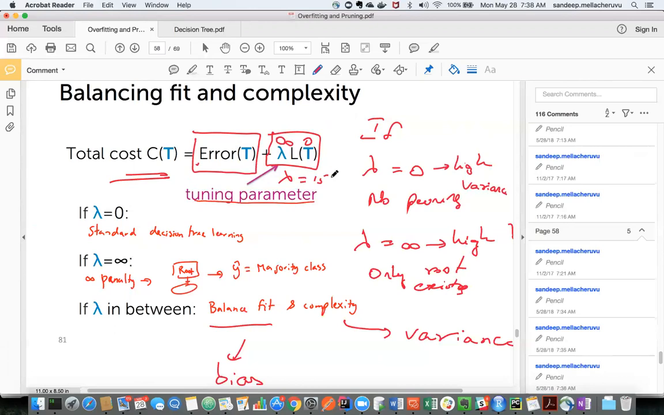At that point, you fix the lambda, which means this formula of total cost is going to give you a better variance bias trade-off, provided that you chose a better lambda. Are you clear or not?